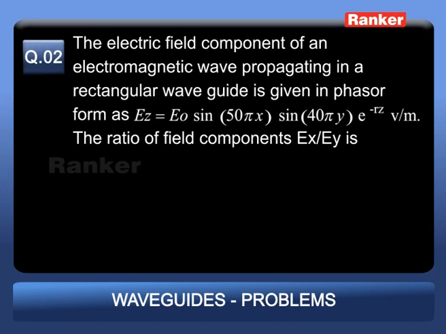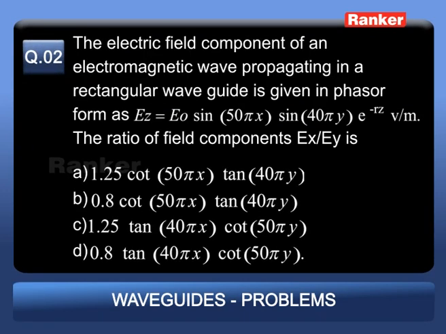Problem 2. The electric field component of an electromagnetic wave propagating in a rectangular waveguide is given in phasor form as Ez = E0 sin 50 pi x sin 40 pi y e^(minus gamma z) volt per meter. The ratio of field components Ex to Ey is: option A 1.25 cot 50 pi x tan 40 pi y, option B 0.8 cot 50 pi x tan 40 pi y, option C 1.25 tan 40 pi x cot 50 pi y, option D 0.8 tan 40 pi x cot 50 pi y.